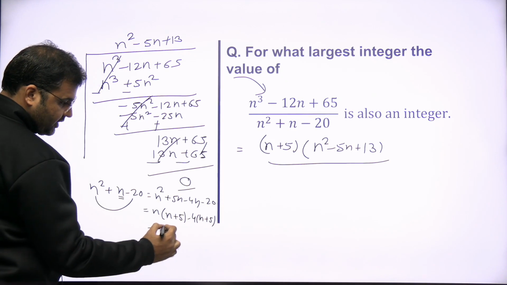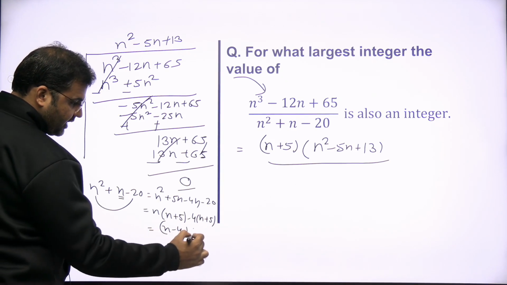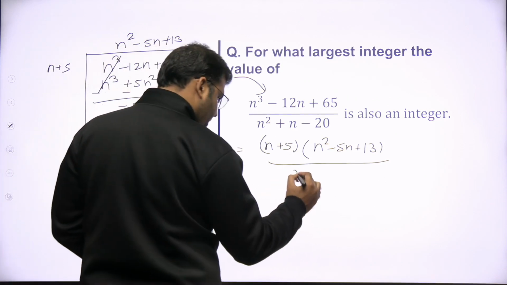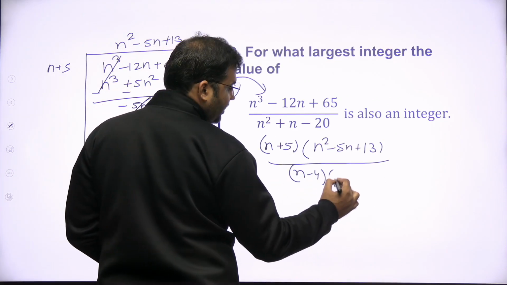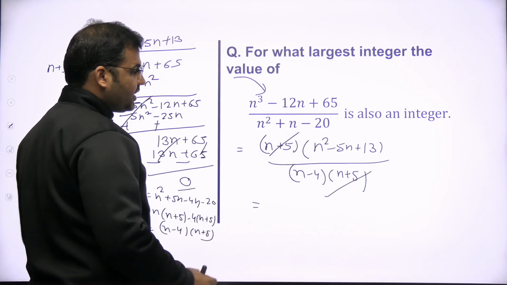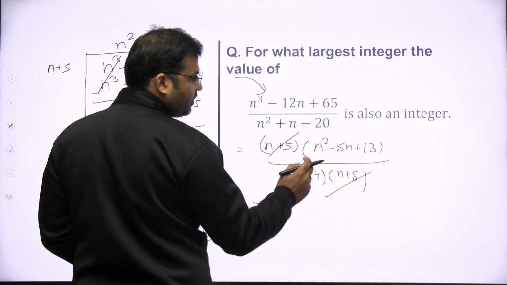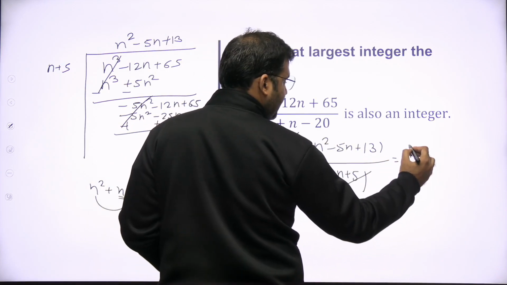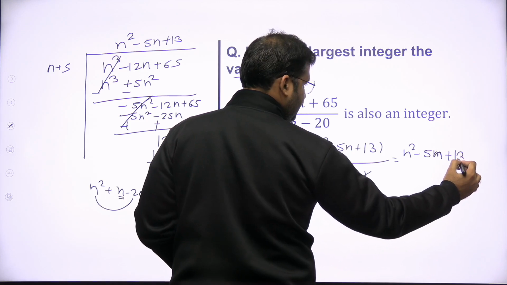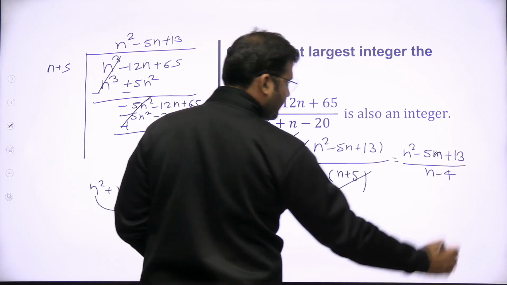Now this you can see can be written as n minus 4 into n plus 5. Now the value in the denominator is n minus 4 into n plus 5. Now this will get factorized, this will get cancelled. Finally, the resultant value that we will be left with will be n square minus 5n plus 13 divided by n minus 4.